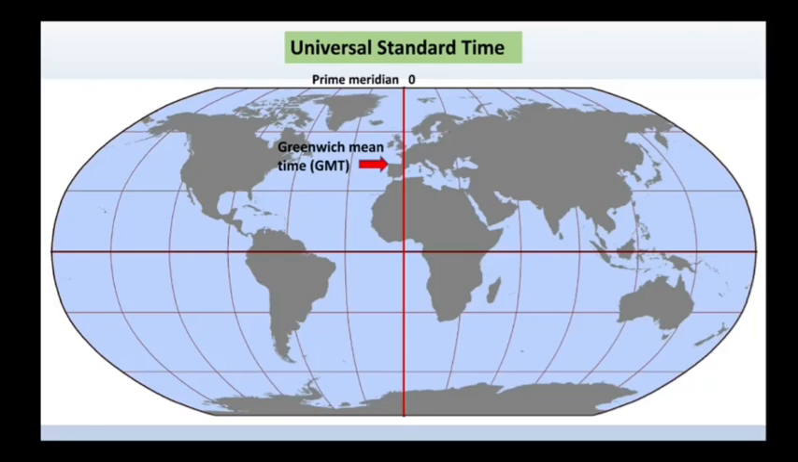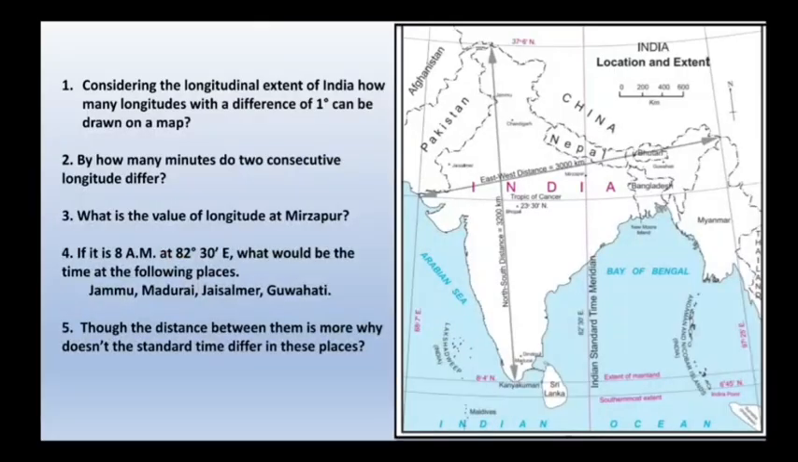So children, now let us look at the map of India and answer some questions. The first question: considering the longitudinal extent of India, how many longitudes with a difference of 1 degree can be drawn on a map? 29 longitudes with a difference of 1 degree can be drawn on the map.